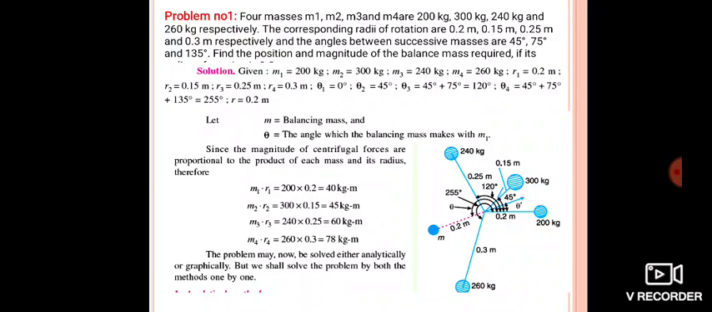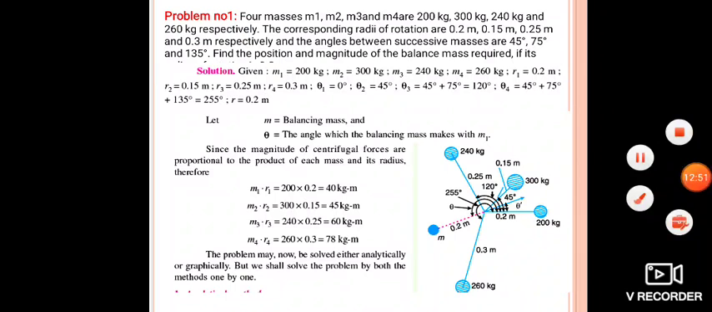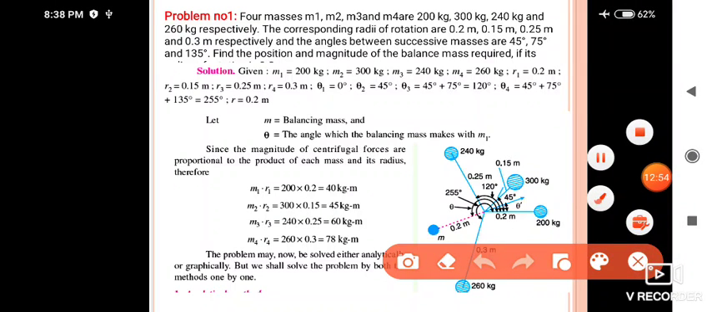So it is added in this problem. Okay, just see here theta 3 as well as theta 4. So we add 45 degree plus 75 is equal to 120 degree, and theta 4 is equal to 120 plus 135, that is 255 degree. And next, the radius is given. Okay, 0.2. So here these are the given data.